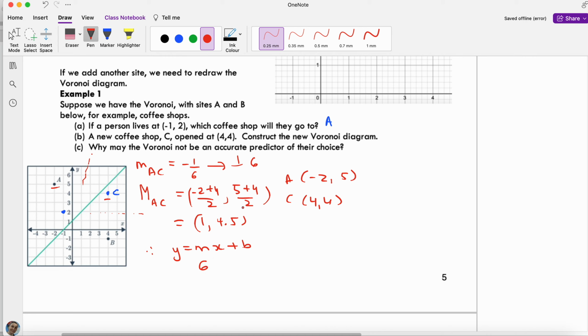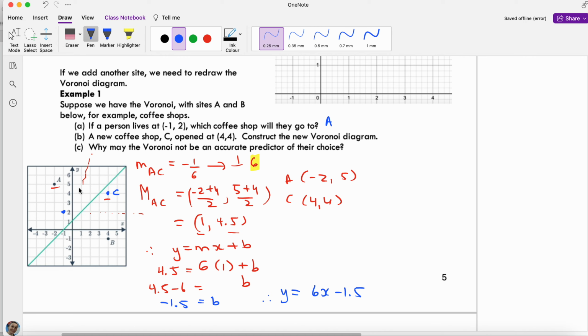Substitute in the 6, right? So the perpendicular slope, remember, not the slope of the actual AC, but the perpendicular bisector here, and then substitute in the x and the y. So this is going to be 4.5 = 6(1) + b, and then our b ends up being -1.5. Okay, so then that's our equation for AC. So this is going to be y = 6x - 1.5. You could have maybe done it by hand. You could have maybe done it faster. That might actually have been faster.